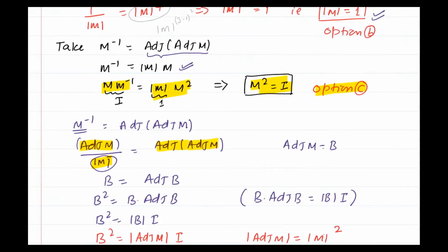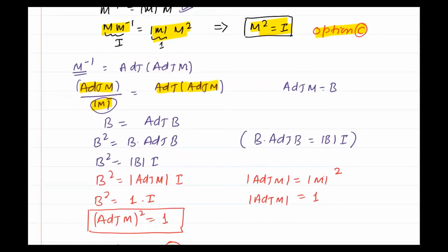So now we get the first step. Then we have to write a second step. This is first step. Then we get B equal to adjoint of B. If we put B equal to adjoint of B, so we get B into adjoint of B equal to determinant of B into identity matrix. So we have to multiply it by B on both sides. So we get B square equal to determinant of B into identity matrix.